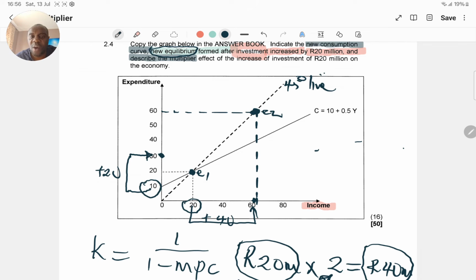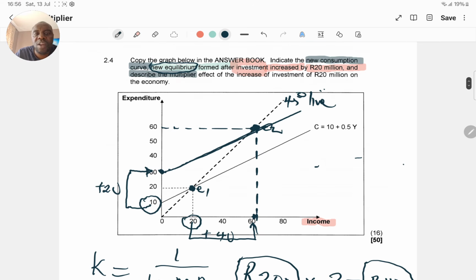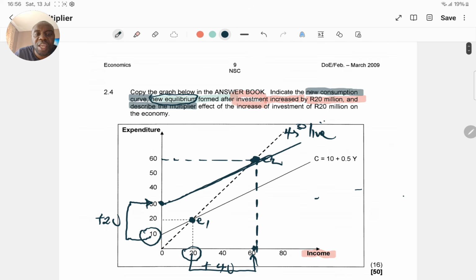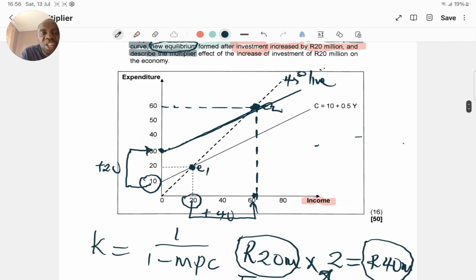So what do I need to do now? I just need to join the 2 points, starting from 30, passing through the equilibrium point. That becomes my new consumption curve. So you take your ruler, you draw a line starting from 30, passing through the new equilibrium, which is E2. There you go. That becomes your E2.